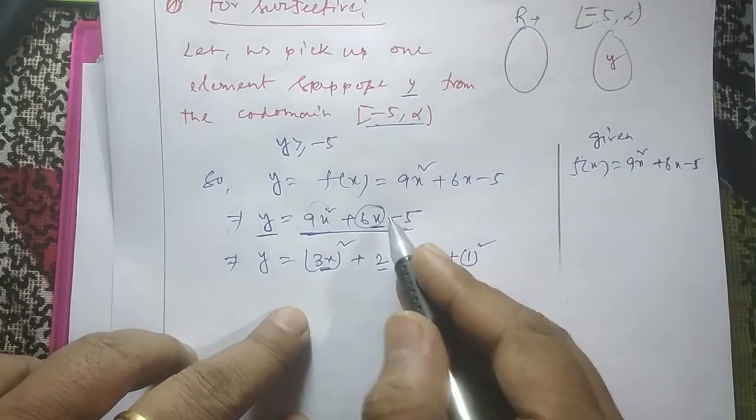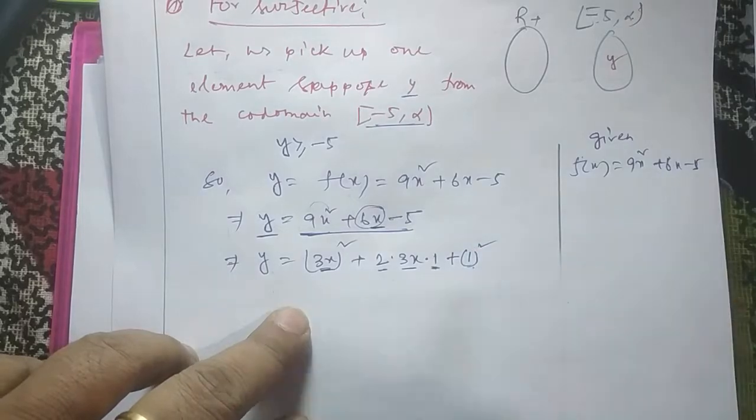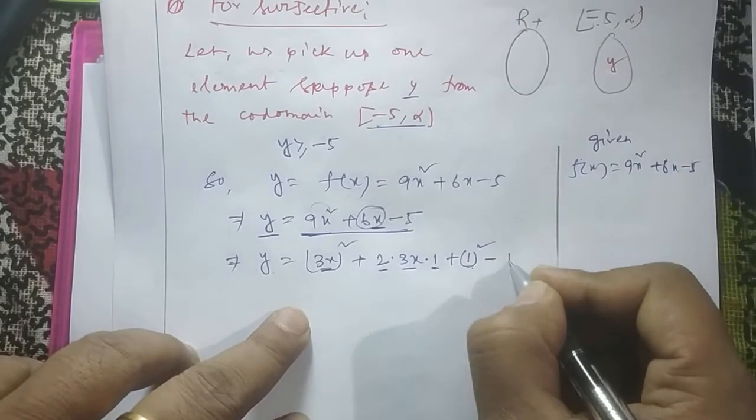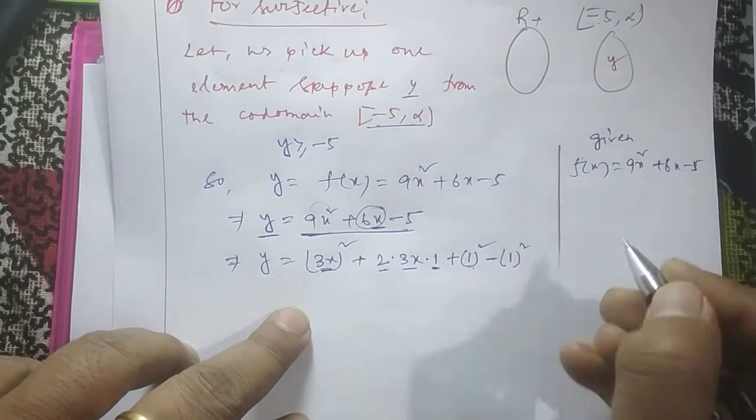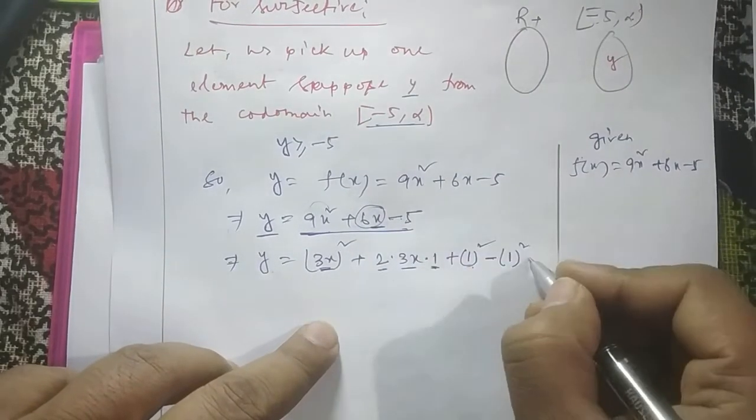But in the previous step there is no b square, means 1 square. So you have to balance. At the same time write down minus 1 square. So write down minus 5 as it is.